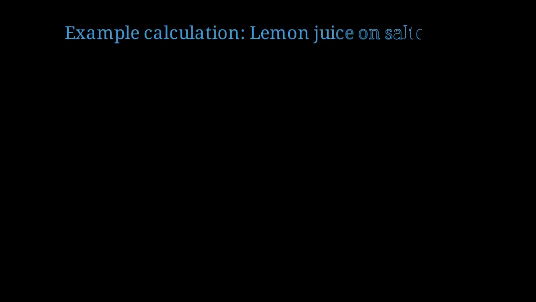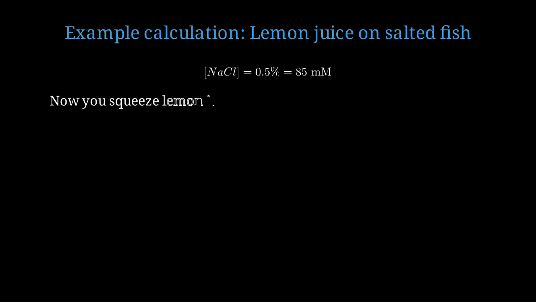Let's work through a concrete example. Imagine you have a piece of fish that's been lightly salted with 0.5% sodium chloride by mass. 0.5% sodium chloride by mass corresponds to approximately 85 millimolar concentration. Now you squeeze fresh lemon juice on it. Lemon juice contains about 5% citric acid by mass. At pH 2.5, the hydrogen ion concentration is approximately 10 to the negative 2.5 molar, which is 3.2 millimolar.